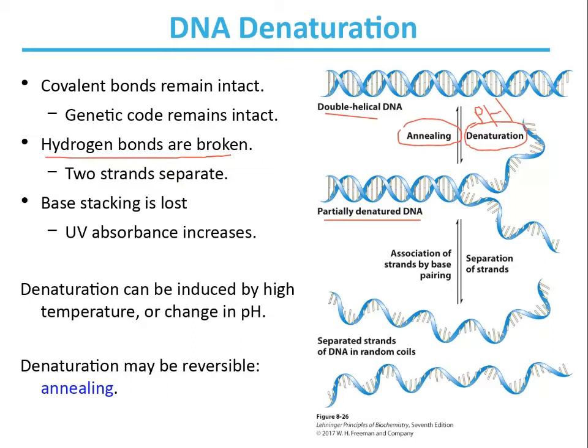When denaturation happens, the UV absorbance increases, meaning you will have more absorbance. Denaturation can be induced by high temperature or change in pH, which we explained. Denaturation may be reversible. This process is reversible, and we call it annealing. Okay, please remember this word: annealing.